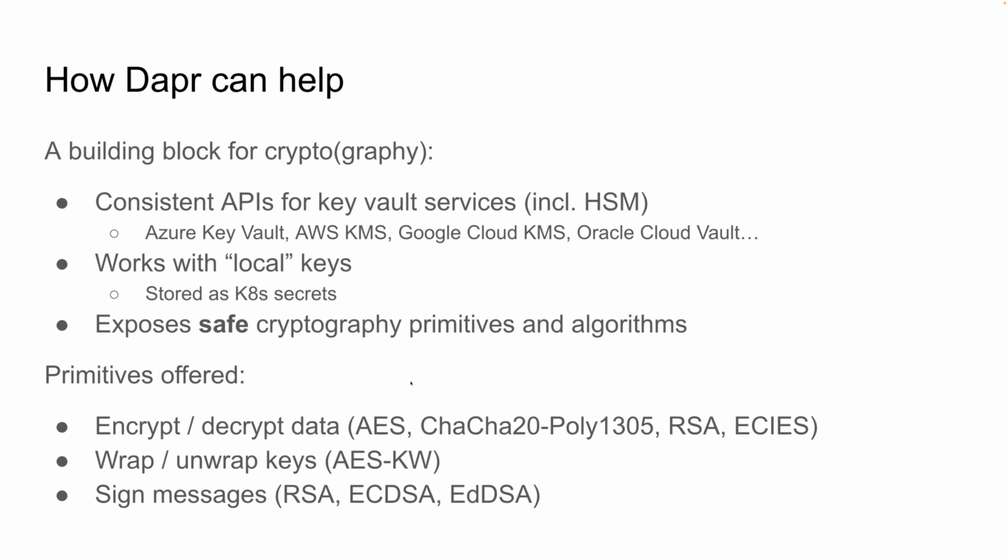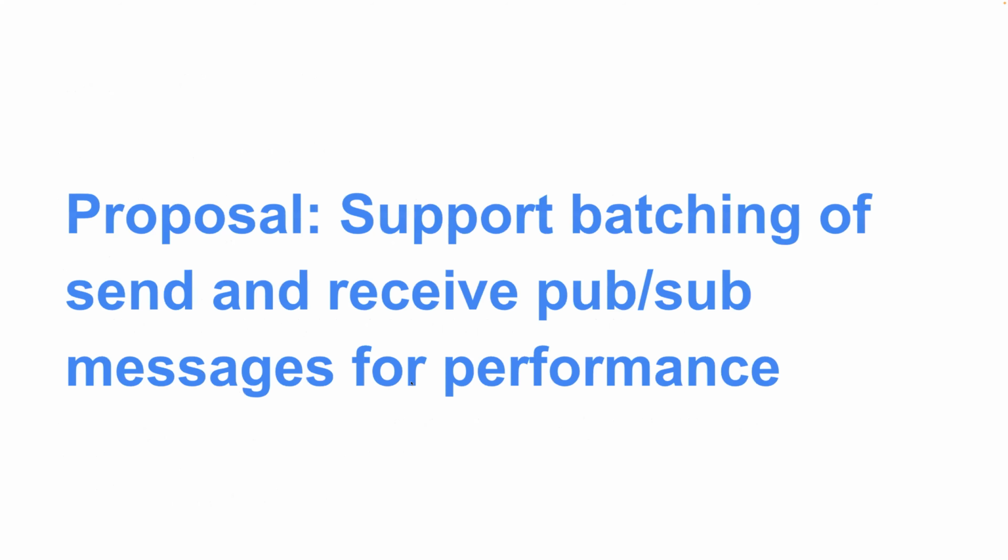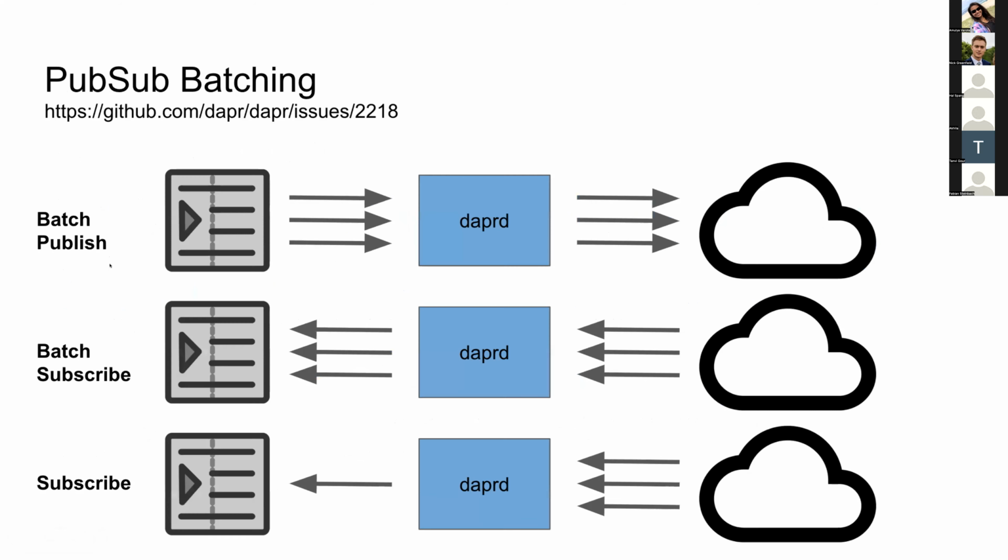All right, with that, let us move on to talk about the next proposal, the support of batching in send and receive for PubSub messages. So, Arthur. Okay, thanks, Mark. So let me lower my hand here. Okay. So that has been a really old ask. I think it's been over 2 years where we could support micro batching in Dapr PubSub, to send but also to receive. Next slide, please.